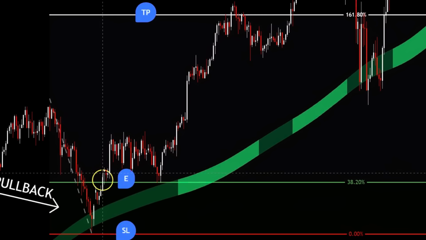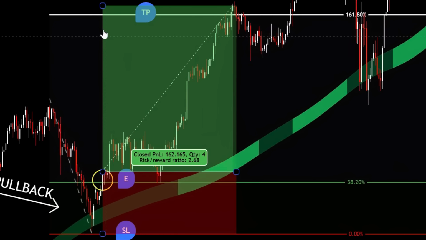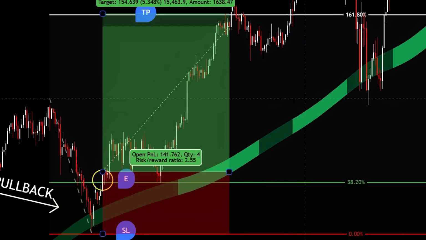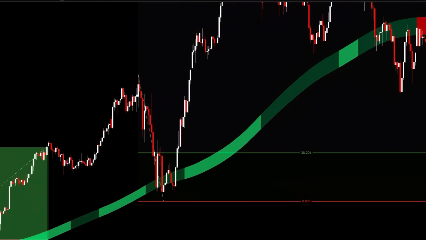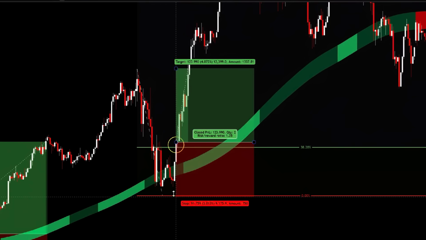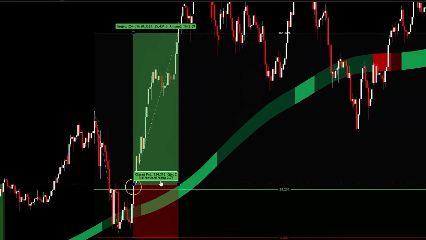Now let me show you a bunch of these back to back, because seeing it repeat is what actually makes it click. Here's a clean one. Pullback right into the 0.382 zone, reacts and goes straight up to target.